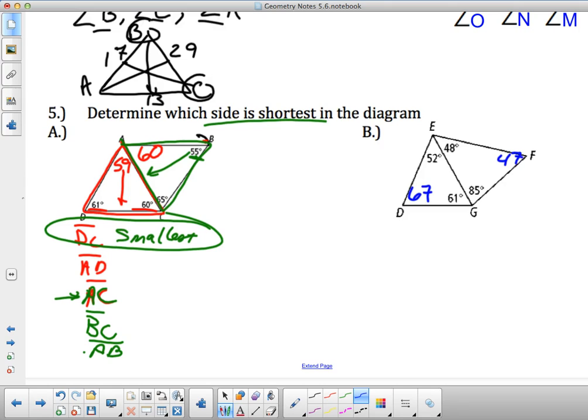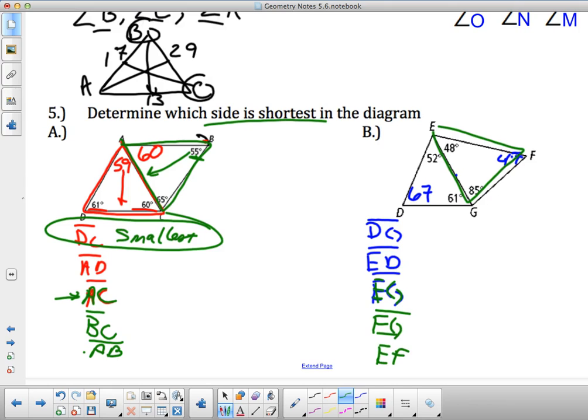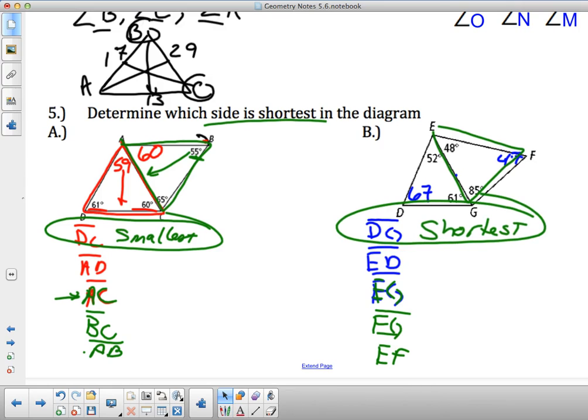Now I got my 2 angles I should have found using the triangle sum theorem. And now I start evaluating. DG, that's across from 52. ED is across from 61. EG is across from 67. But EG 67, that's across from the 47. The 47, that's the smallest. That's crazy in this other one. So I got to be careful. This is EG, it's the smallest, and then I go to 48, which is FG, and then I go EF. And so now I got shortest. I'll actually use the word they wanted me to use initially, shortest.